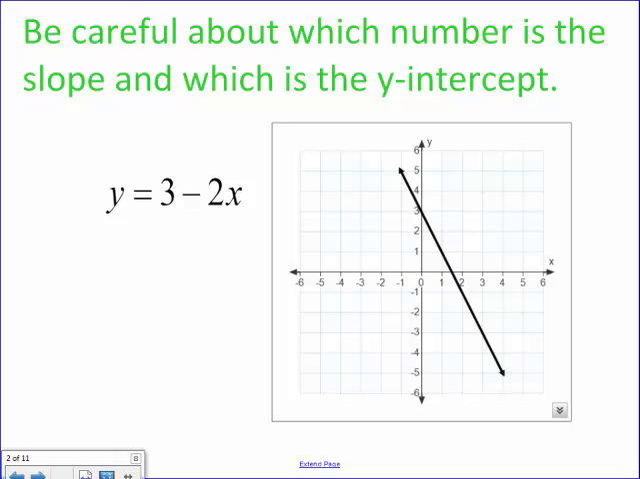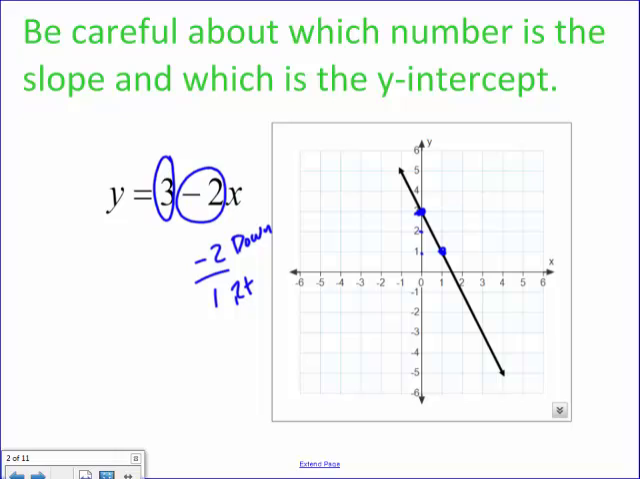Just be careful, the way it's written. So in this case, what is my y-intercept? Well, it's the number by itself, 3. So I'd come up here, and what's the slope? Well, it's -2. It's the number in front of the x. Remember, I need a fraction, so -2/1. So that means I'm going down 2 and right 1 because of the positive. So down 2, right 1.